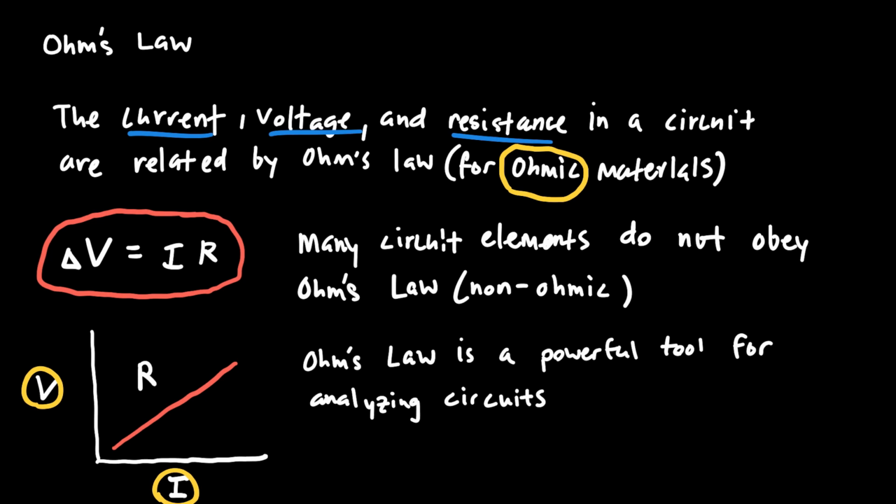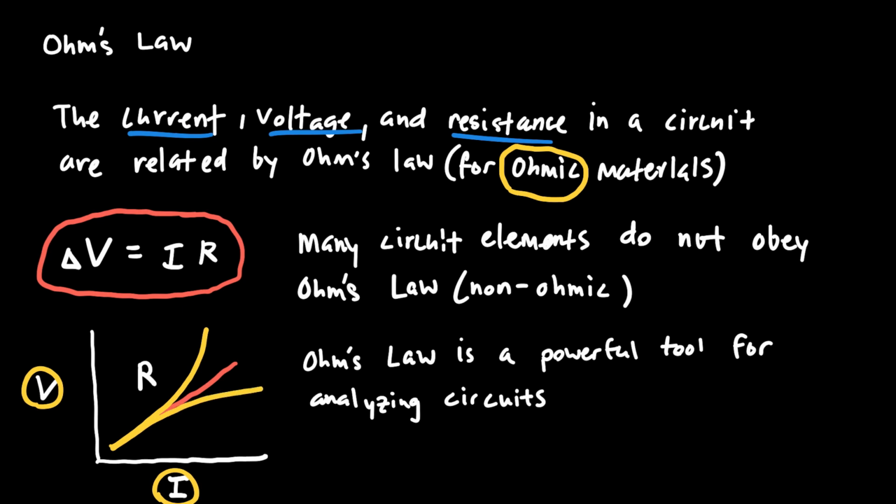Some circuit elements are ohmic, which means that we can use Ohm's law, and if we made that graph we would get a straight line. But there are many circuit elements that do not obey Ohm's law. They're non-ohmic. We can't know exactly what that graph is going to look like, but it won't be linear. Maybe it will curve up or curve down.